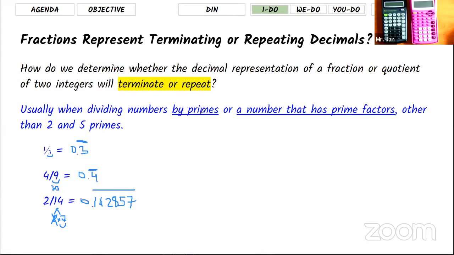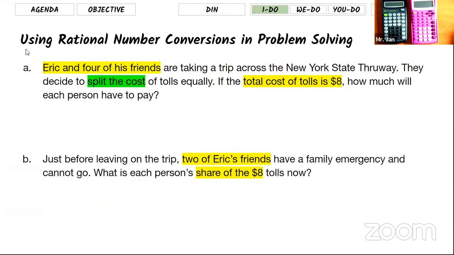If you divide any number by a prime or a number that has a prime factor other than 2 and 5, those fractions become repeating decimals. Okay, so this is another fact that you need to remember for today. And other than this, let's see what we have. Okay, so let's practice using rational numbers and number conversions in problem solving.